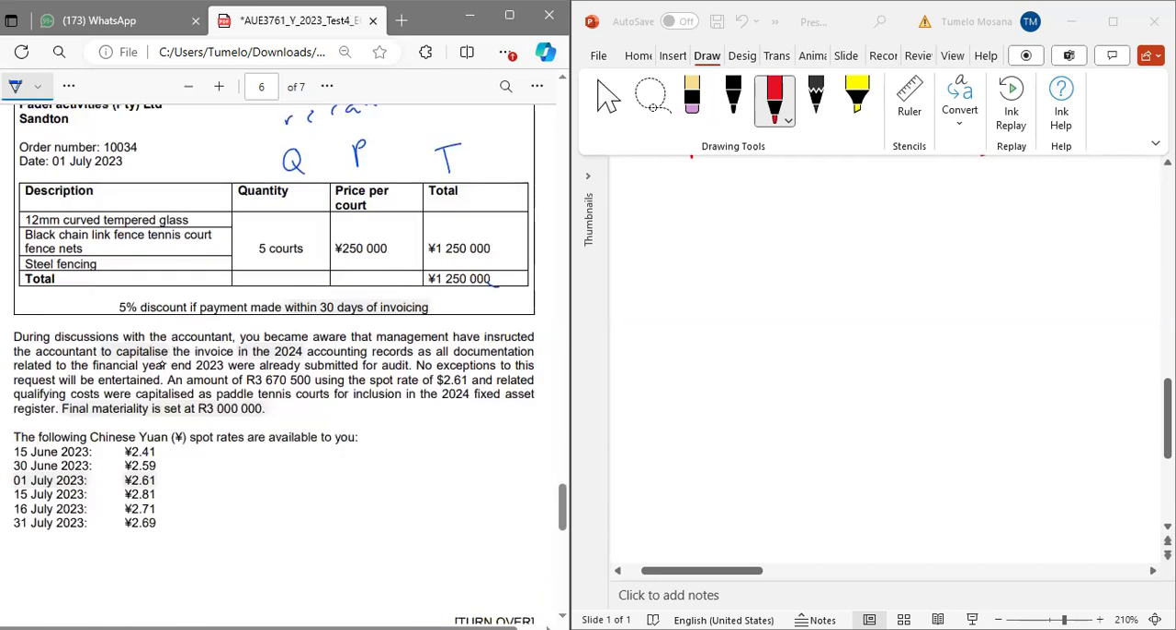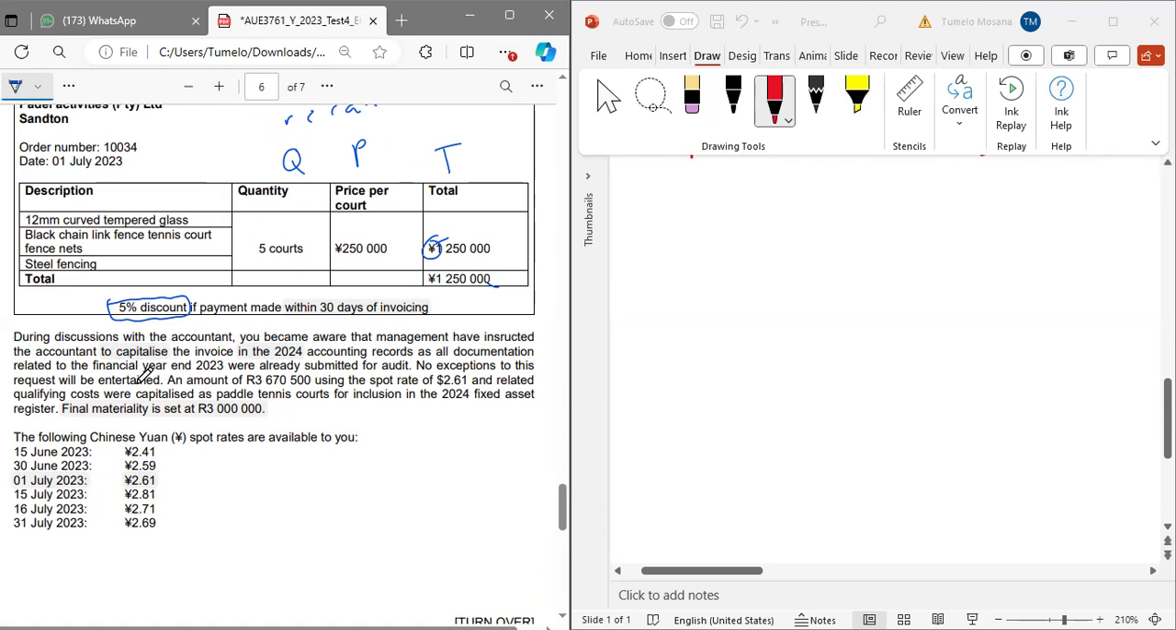And every time you see a discount, there are cases where you would recalculate whether the discount has been calculated correctly. And if you have been given a foreign amount, you want to check whether that foreign amount has been translated correctly to the local amount, which is the rand amount.